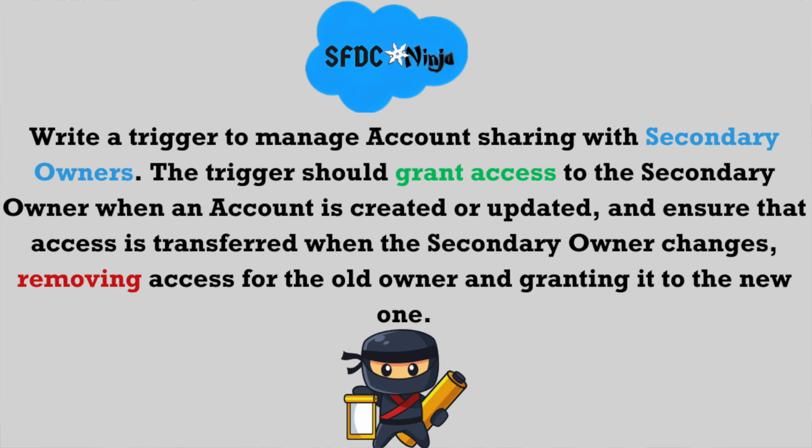Let me explain it in simple language. Let's say a user creates an account record with user John in the secondary owner field. When the user saves the account record, we need to give read access of this account to John. This is the first point. The second point is when the user updates the secondary owner field and selects some other user, let's say SFDC Ninja. Then we need to do two things. First, we need to remove access of user John, and second, we need to give access to the new secondary owner, SFDC Ninja. So this is what we are going to do today. I hope the scenario is now clear to you.